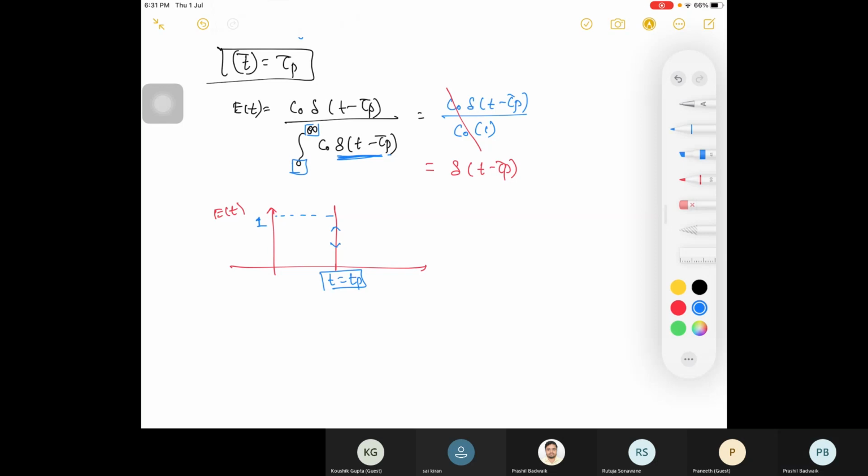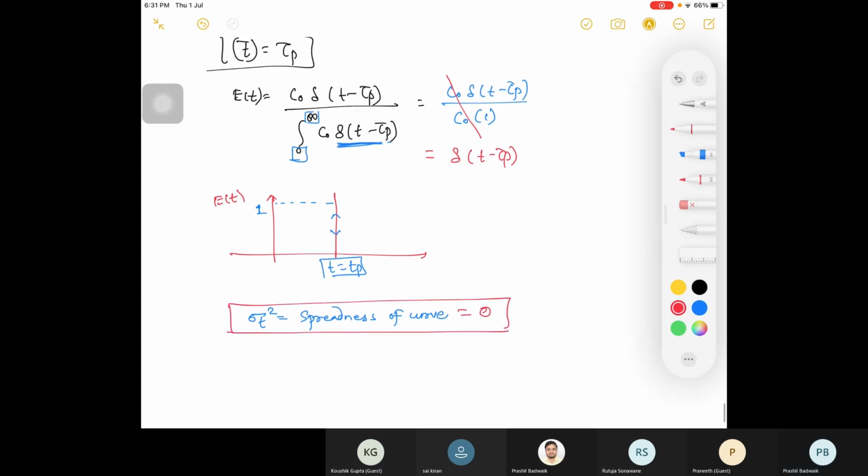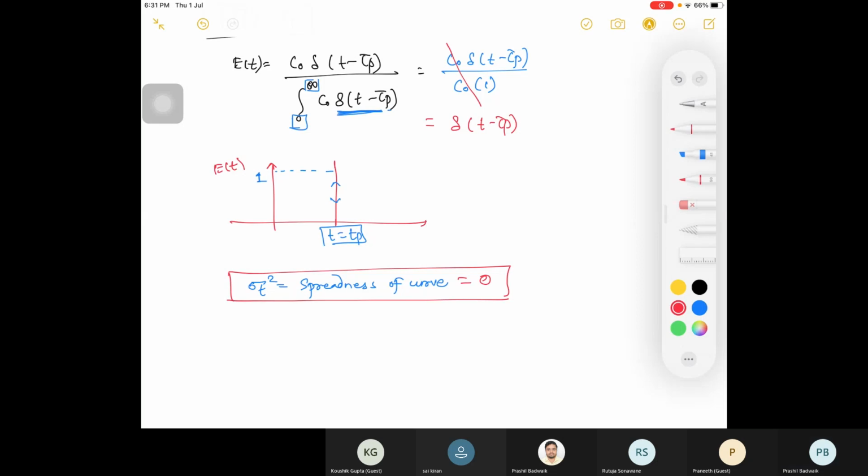Next step is, we have found E of t. What is your sigma t square by observation? Zero. Okay. Why will it be zero? Because there is no spreadness. Can you prove this? We'll try.